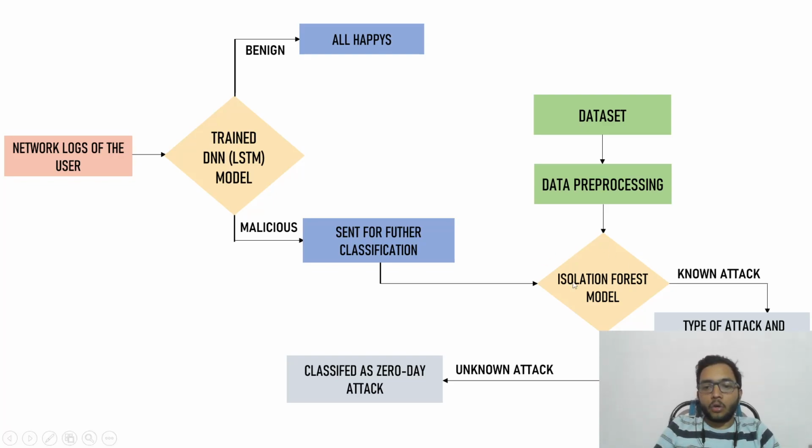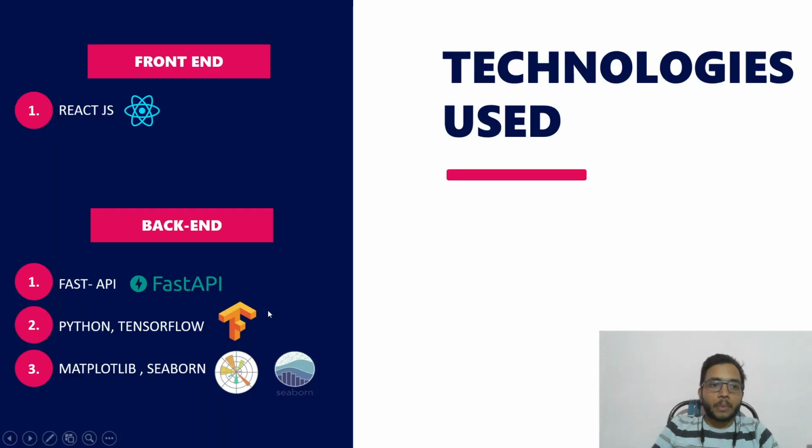And if no isolation forest detects it as the respective attack, then it should be a zero day attack, so we'll classify it as a zero day attack. Then we are using React.js for the front end, and for the back end we are using FastAPI, which is the fastest web framework for Python, and we are using Python and TensorFlow for building the model, and Matplotlib and Seaborn for visualizing the data.